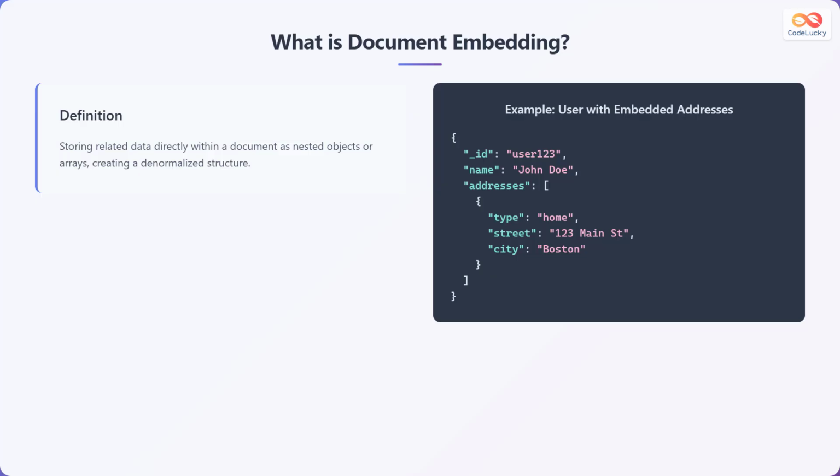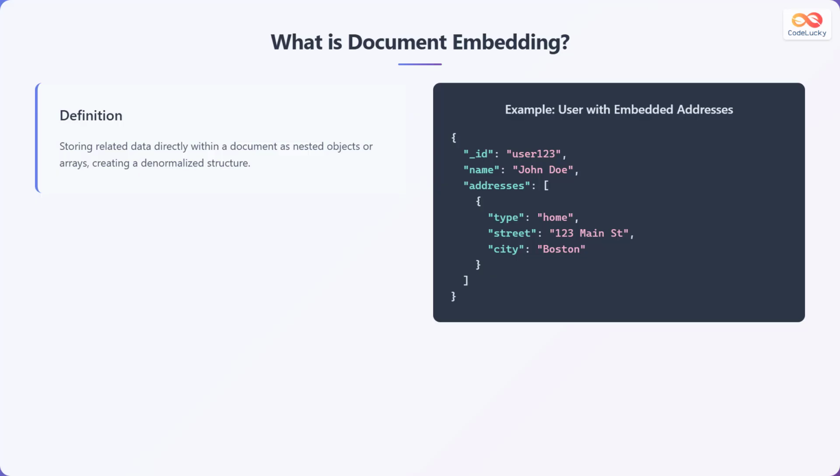Let's understand document embedding. Document embedding involves storing related data directly within a document, typically as nested objects or arrays. This approach creates a denormalized structure, meaning that you might duplicate some data to keep related information together.